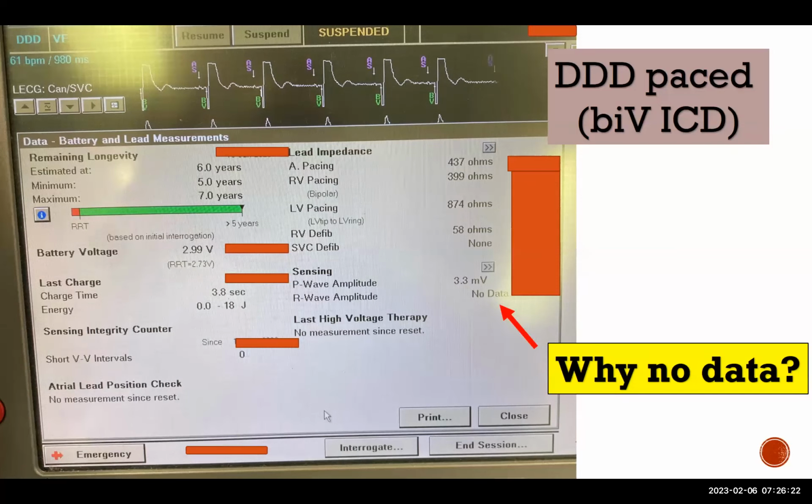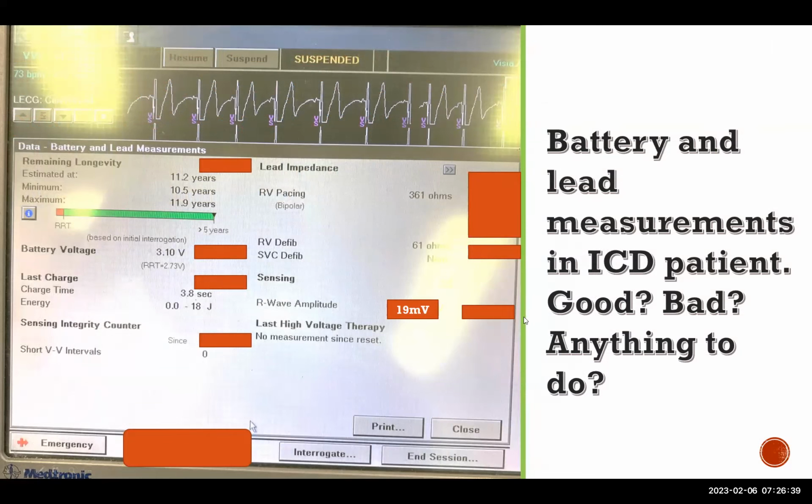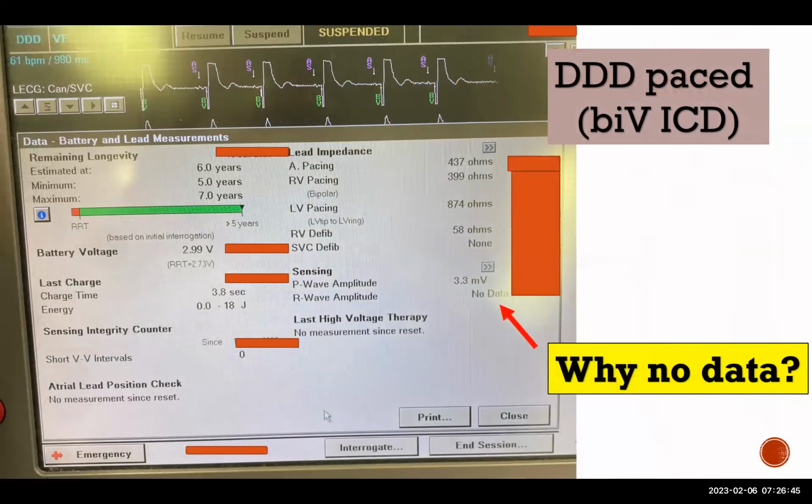And then the R wave amplitude, it says there's no data. So I'm going to ask you, I'll bother David one last time. Why is there no data on the R wave? It gave us a beautiful P wave amplitude. And if you remember our last patient, we had a nice R wave amplitude in this primary prevention ICD. In this patient with a BIV ICD that's DDD paced, why do we not have an R wave amplitude?